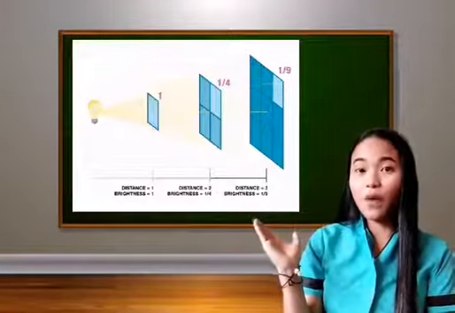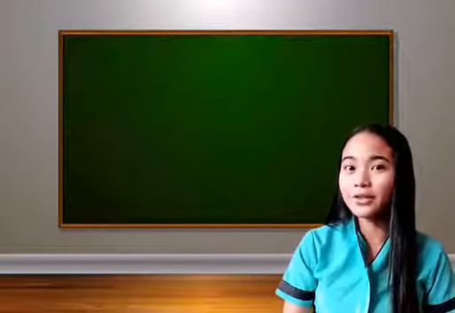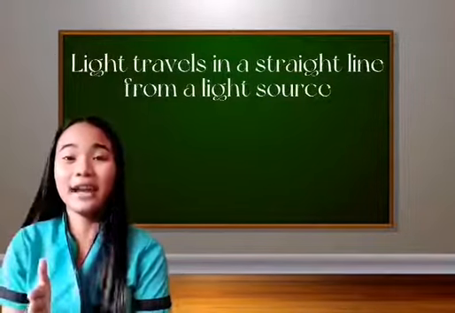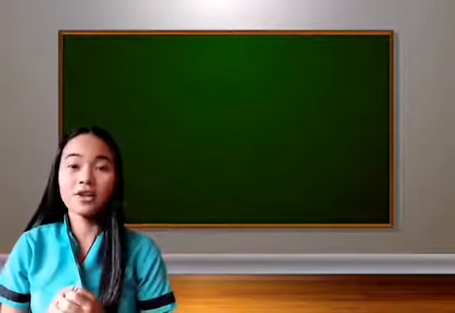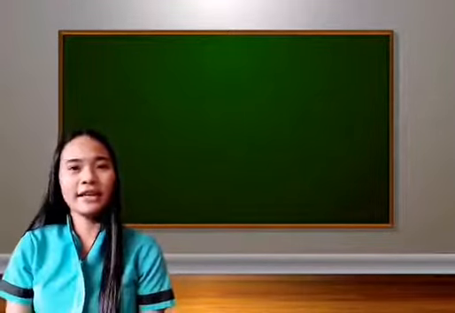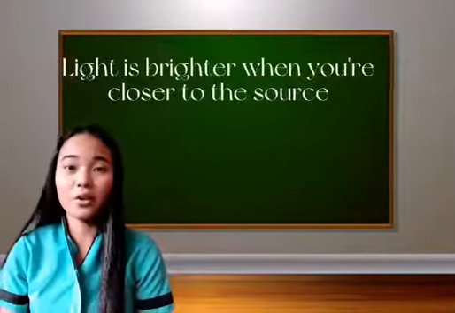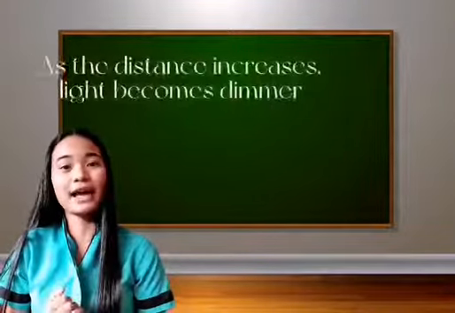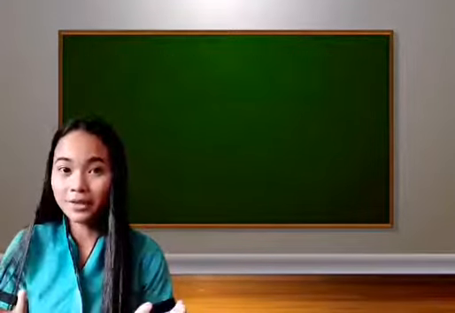This figure shows what happens to the intensity of light as it moves away from a light source. The particles of light travel in a straight line from a light source. And at the source, all particles of light are closer together. Since the intensity of light is related to the number of photons, light is brighter when you are closer to the source. And as the distance from the source of light increases, light spreads out and becomes dimmer.